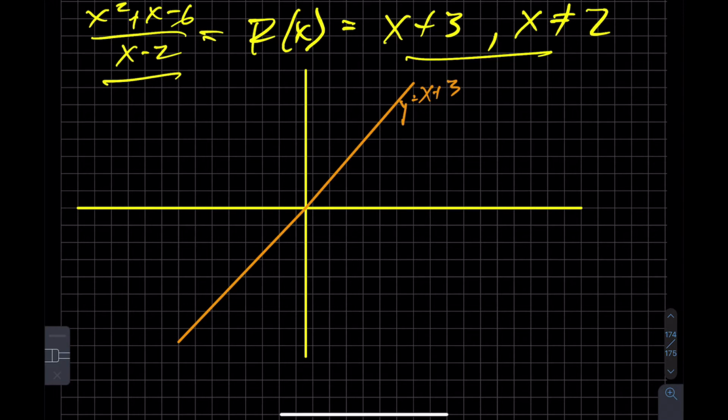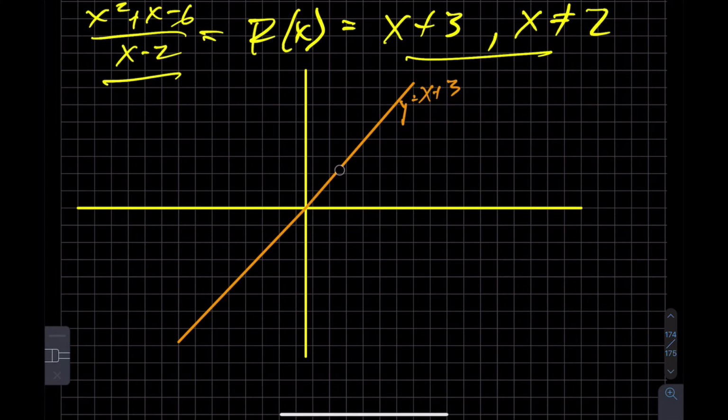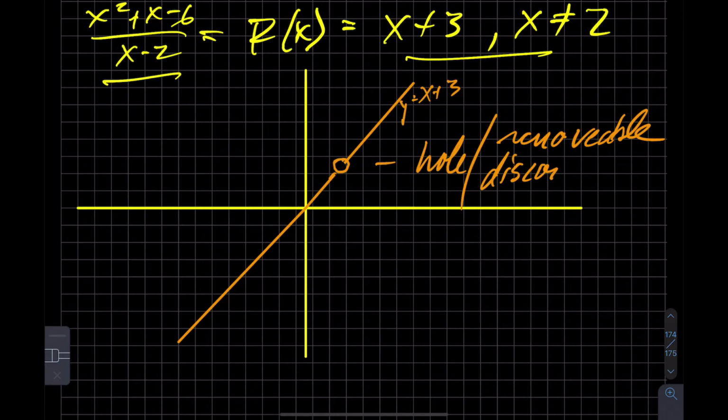It looks like that line, except at x equals 2. Let's say that that's right about here. At x equals 2, it has what is called a hole. In casual conversation, it's a hole, and they use that word in calculus, but I prefer the more mathy phrase, a removable discontinuity. You can pick one, it doesn't matter to me. So as many of you are heading off to calculus, that hole is also called a removable discontinuity.